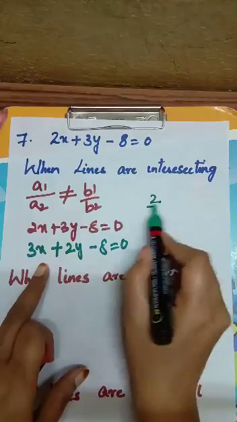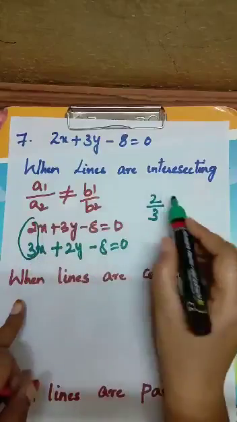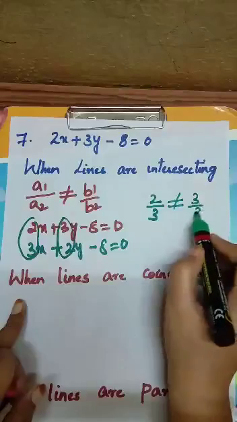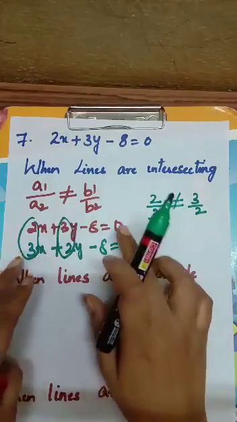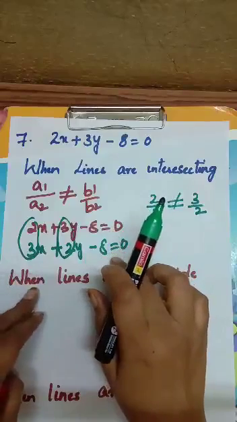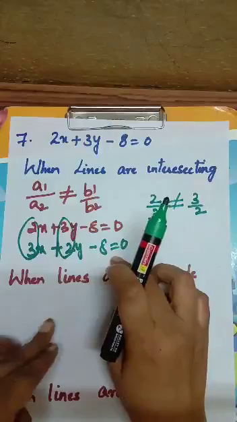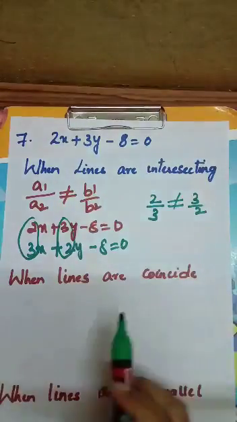See now, a1 by a2, that is 2 by 3, is not equal to b1 by b2, that is 3 by 2. Therefore, for the given pair of linear equations, the lines are intersecting. With this equation, we conclude that the lines are intersecting lines.